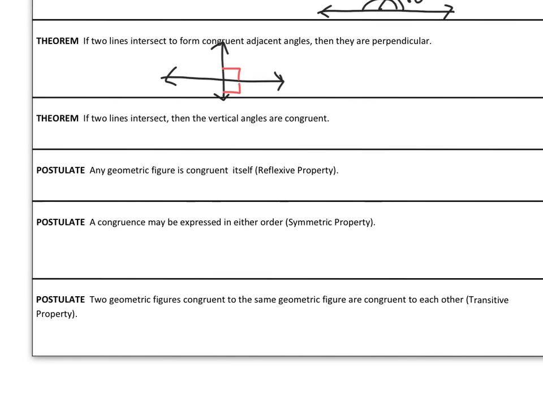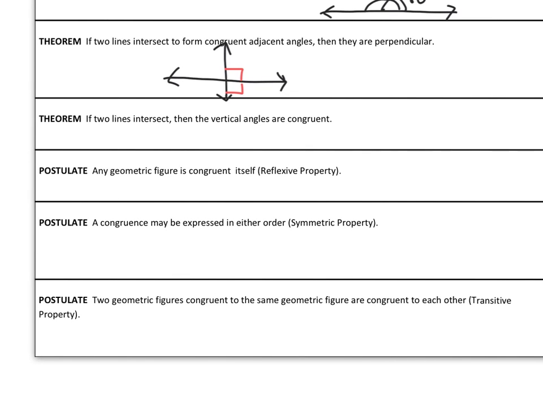If two lines intersect, then the vertical angles are congruent. You could always use this. If you have intersecting lines and it's stated that they're intersecting, the vertical angles will always be congruent. Any geometric figure is congruent to itself by the reflexive property. So if I have a square ABCD, it's always going to be congruent to itself, ABCD.